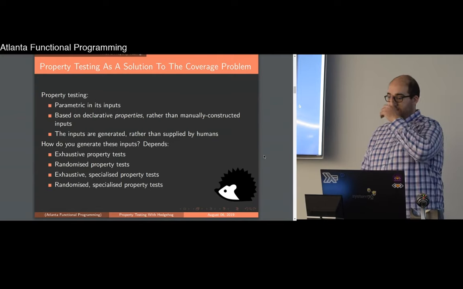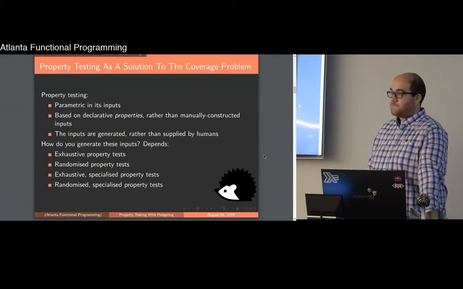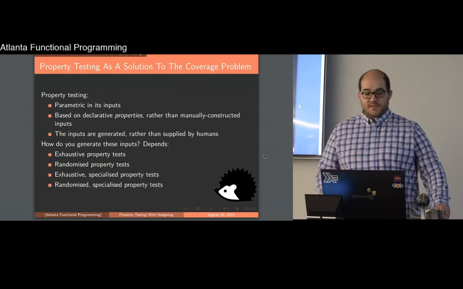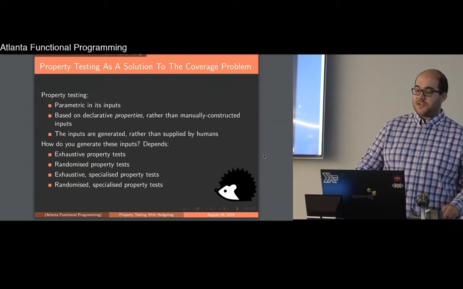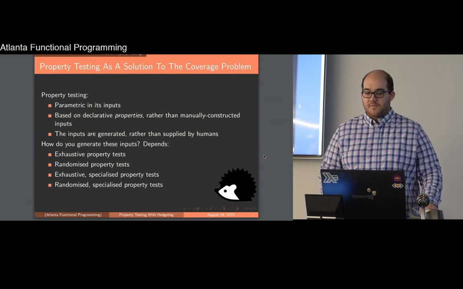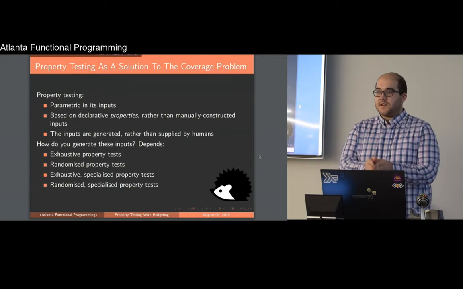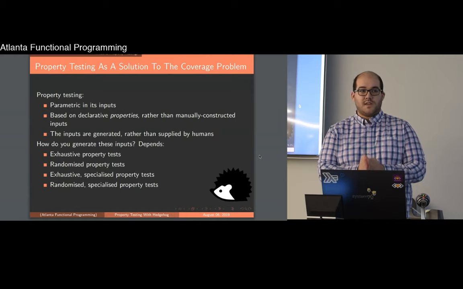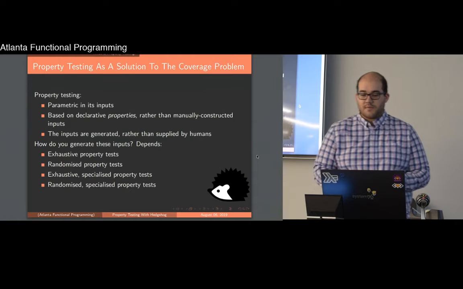Property testing as a solution to the coverage problem. This is probably the most compelling reason to use property tests. Property testing differs from unit testing in that it is parametric in its input. Programmers don't supply explicit inputs. Instead of saying, for this input, I should get this output, you say, I expect my code to adhere to a certain property, and you never manually construct the input.